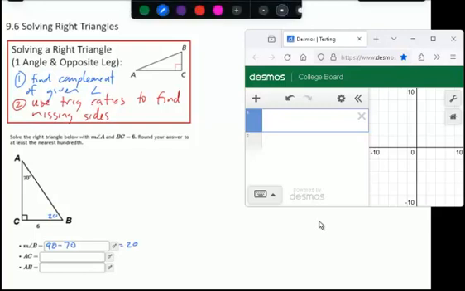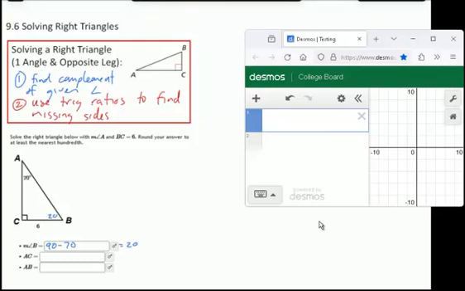And then to find the remaining pieces, you're going to use trig ratios. So again, if I call AC lowercase b, and if I call AB lowercase c, because they're opposite the angles with those letters, I can find either one first. It doesn't matter which one I find first.